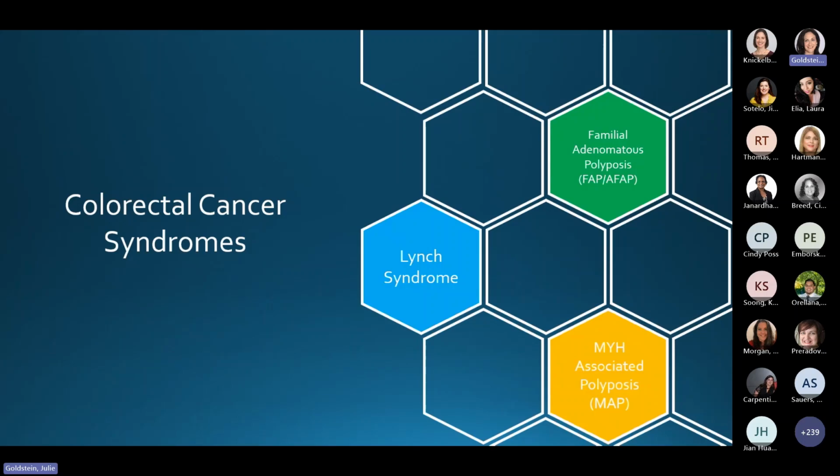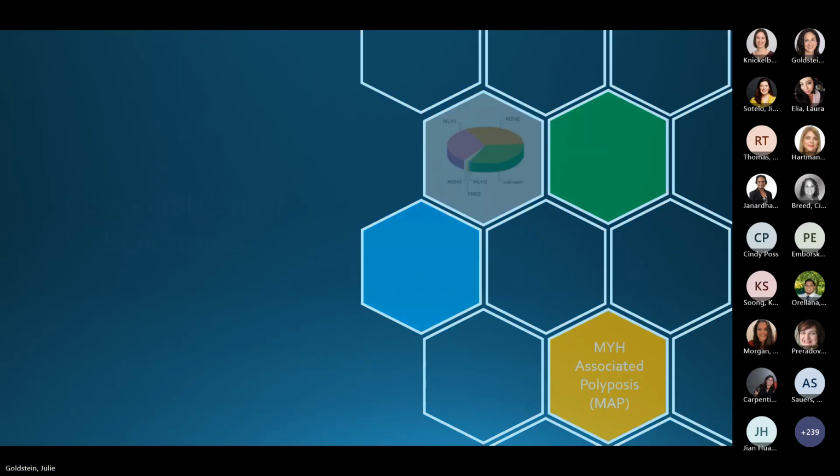So now we can talk more specifically about 3 colorectal cancer syndromes. There are many more than 3, but we don't have all the time in the world, so I'm hitting on the big 3 today. And obviously, if you have any questions or concerns about any of the other inherited colon cancer syndromes, you can always let us know.